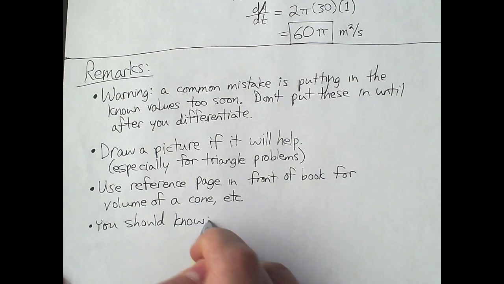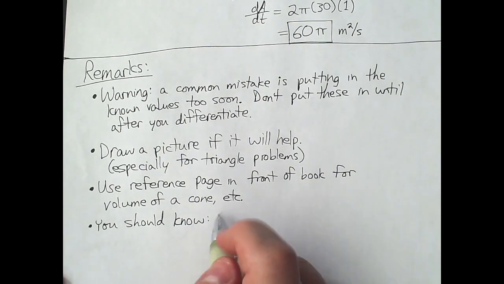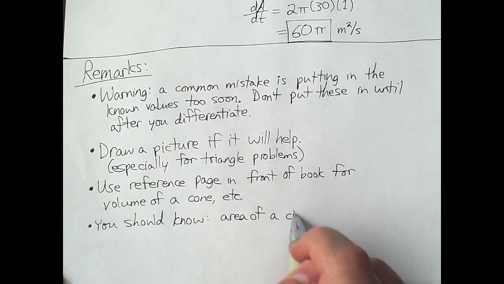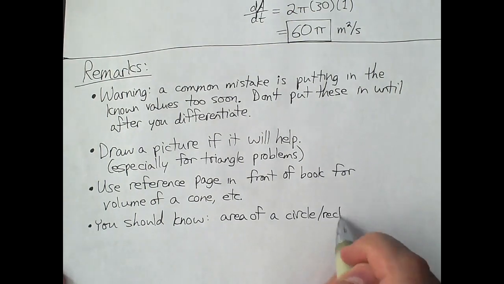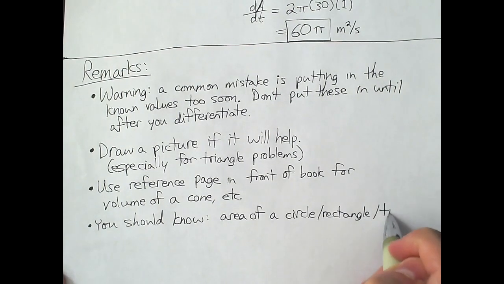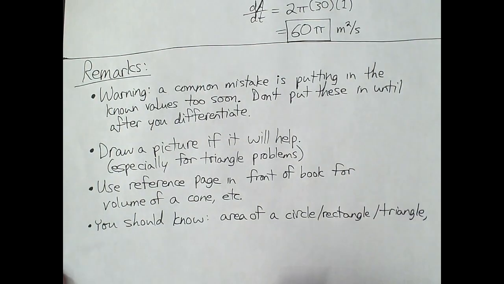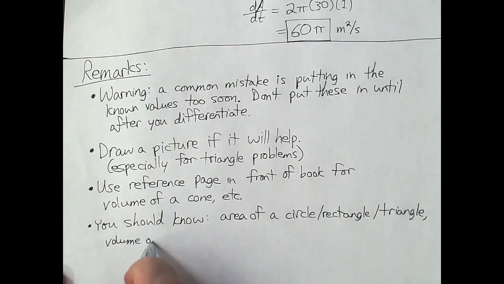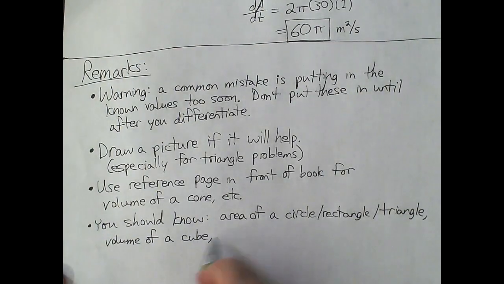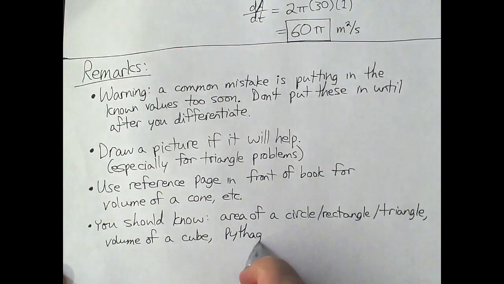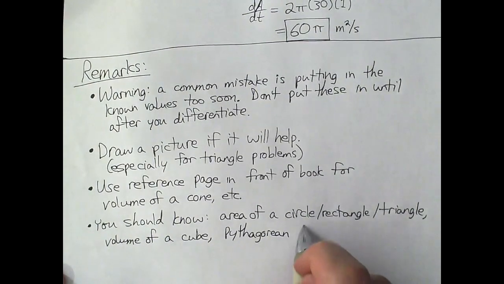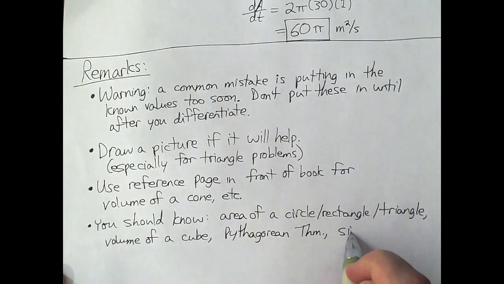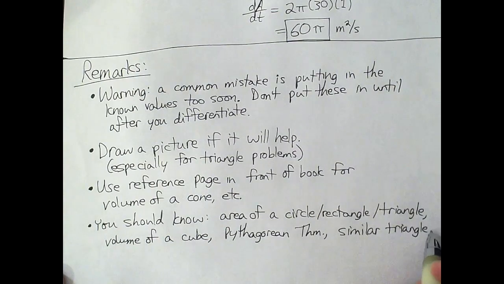Do I need to list these? All right, fine. You should know the area of a circle, rectangle, and triangle. I guess I could say the volume of a cube. The Pythagorean theorem could actually come up in a triangle problem. And the method of similar triangles could come up in a triangle problem.